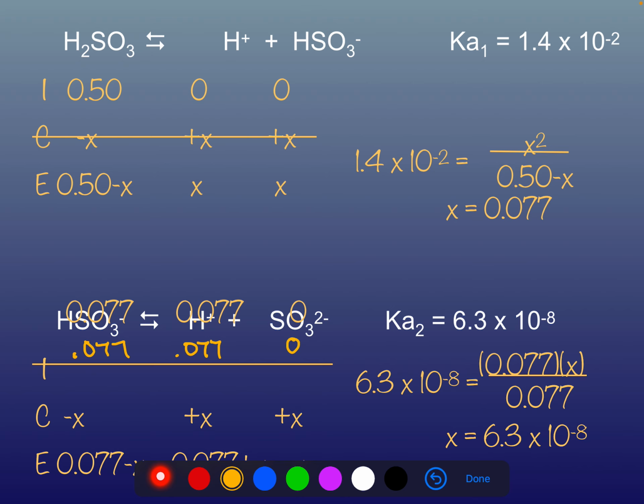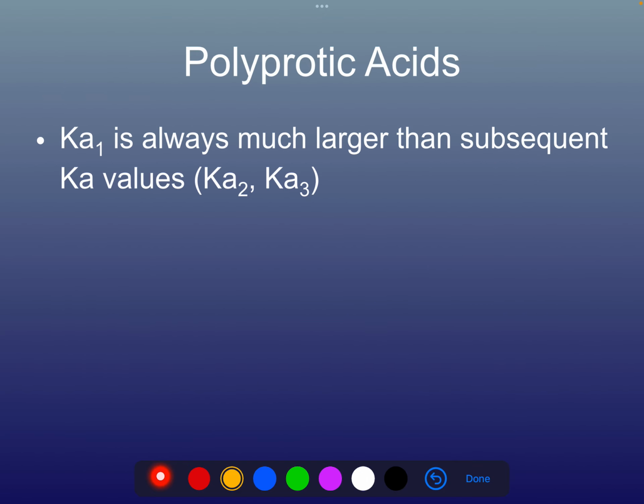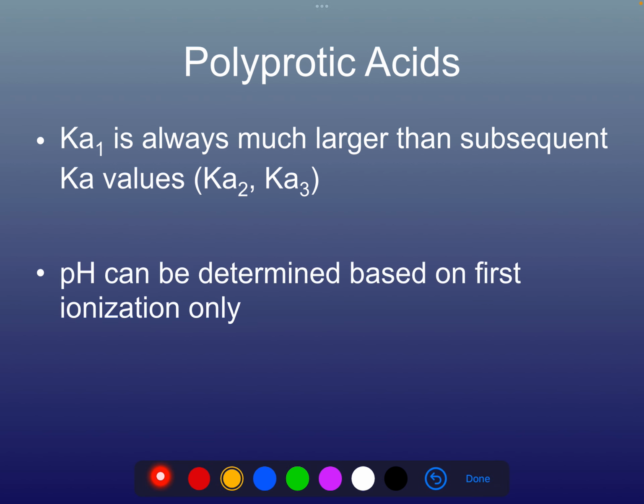Now, where this comes into play is whenever, sorry, these are not aligning. So like we said, with polyprotic acids, the Ka for the first reaction is always much larger than any subsequent or later Ka reaction for the second reaction or the third. And because of this, the pH of that acid can be determined from the first ionization. So the X value based off of the Ka for the first reaction.